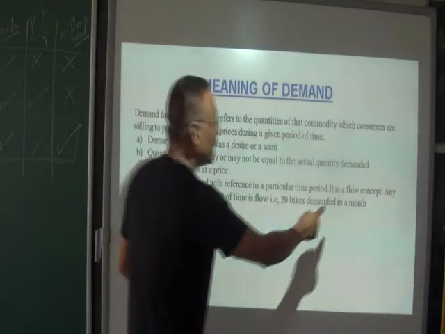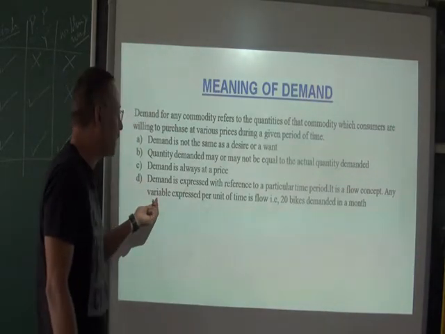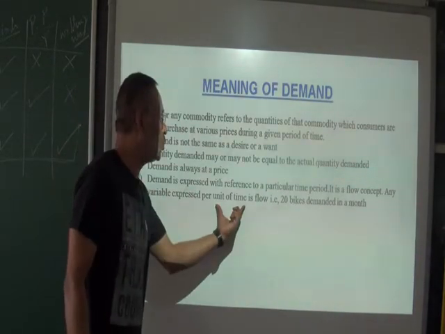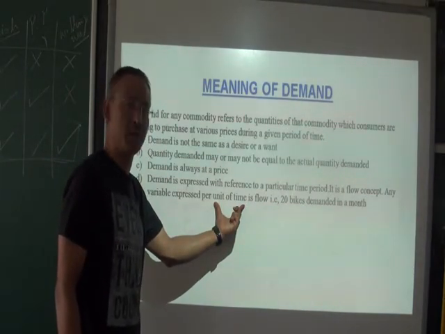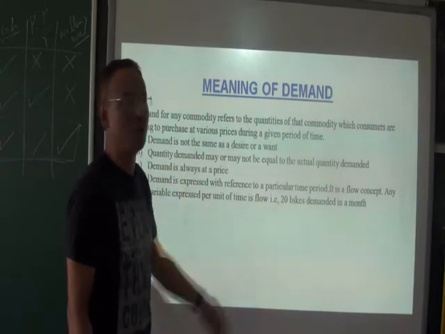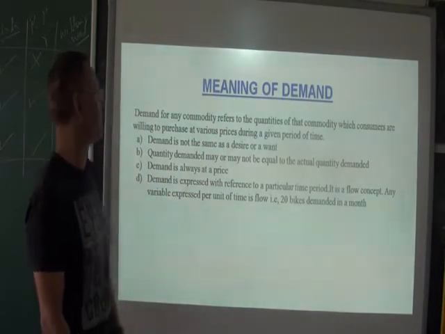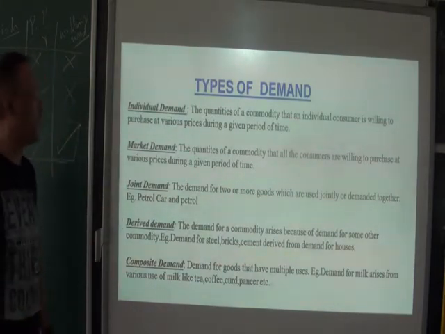That is why we say it is a flow concept. What is flow concept? Any variable expressed per unit of time. Per unit of time means per week, per month, per day, etc. So this is what the meaning of demand is. Next. Now we'll understand types of demand. There are different types of demand.